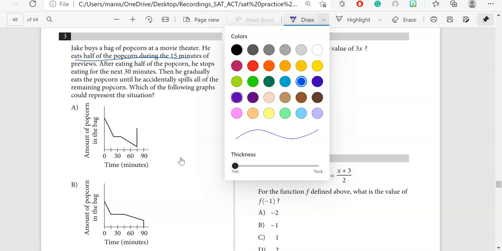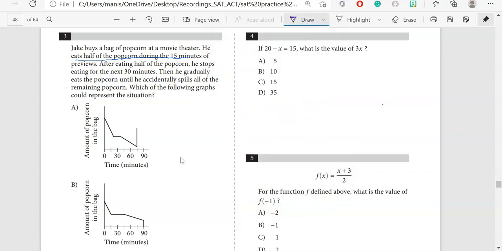Now there are 3 different cases, so let's look at them. During the first 15 minutes, Jake is in the theater from 0 to 15 minutes. At this point, Jake's popcorn amount decreases by half. Decrease means it is going down.